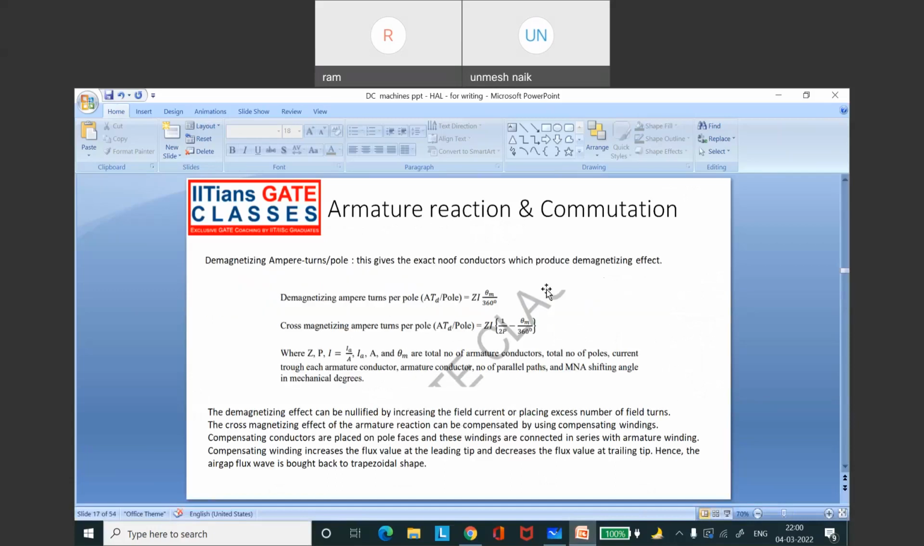So this is the AT_D per pole, and this is the AT_C per pole. This much amount of ampere turns is required to compensate. Clear?